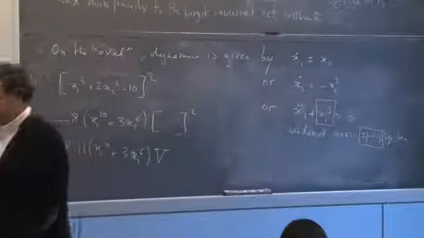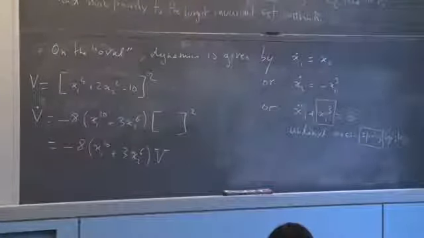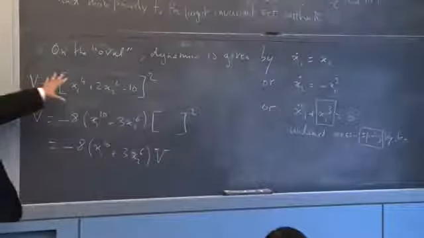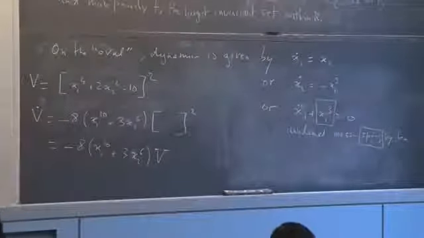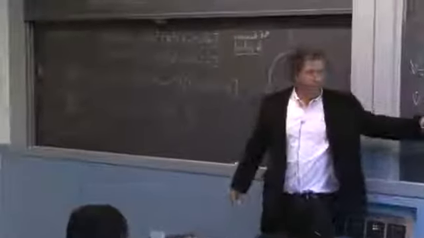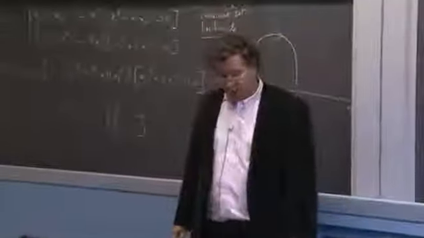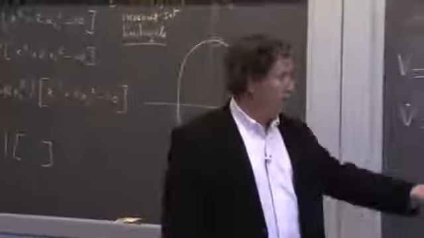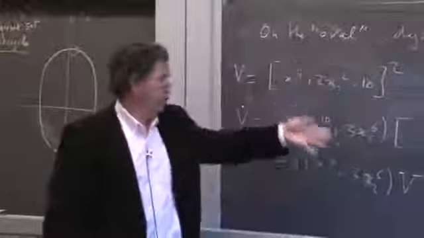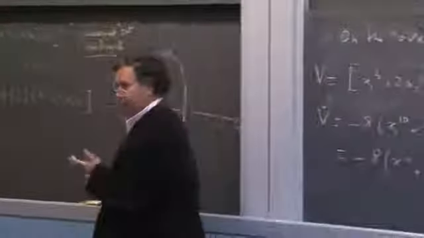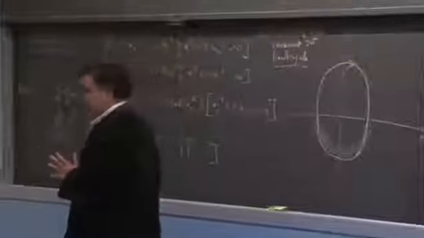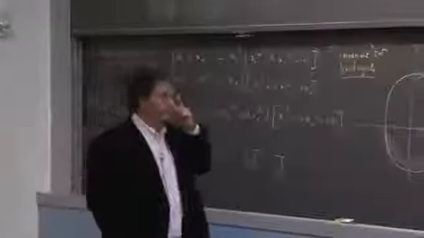And you can even, if you like, write this in terms of V. So V is equal to this. If you compute V dot using this calculation, you find immediately that you'll get this times this bracket square, and this bracket square incidentally is V, so you can also write it like this.